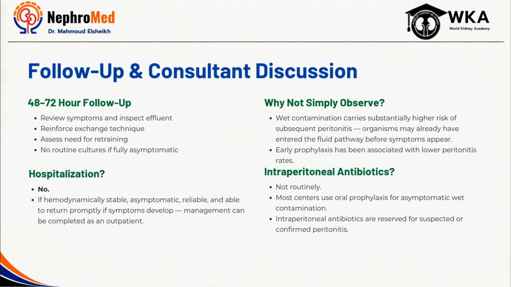Another important question is whether intraperitoneal antibiotics should be given. In general, the answer is no. For an asymptomatic patient with wet contamination, most centers use oral prophylactic antibiotics. Intraperitoneal antibiotics are reserved for patients with suspected or confirmed peritonitis, not for contamination alone.